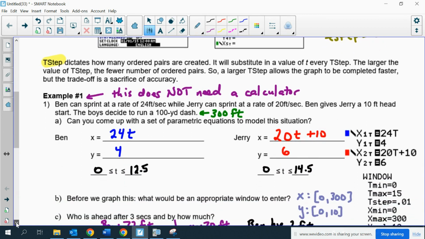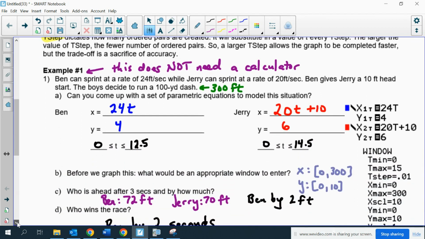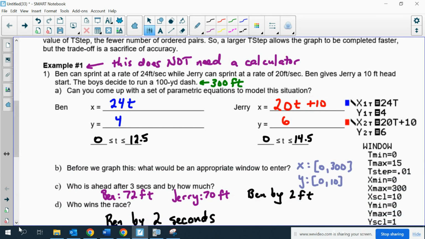Here's example 1. This does not actually need a calculator, and neither does example 2. Both of these are pretty straightforward lines. Ben can sprint at a rate of 24 feet per second. Jerry goes at 20 feet per second. And Ben gives Jerry a 10-foot head start. So what we see is we have Ben with 24 feet per second times t seconds, and Jerry with 20 feet per second times t seconds plus the 10-foot head start.